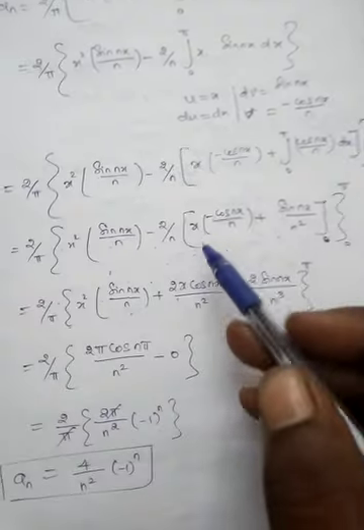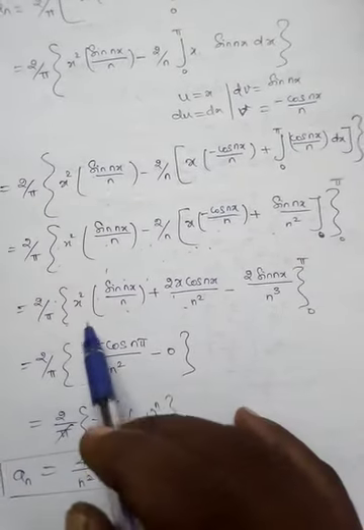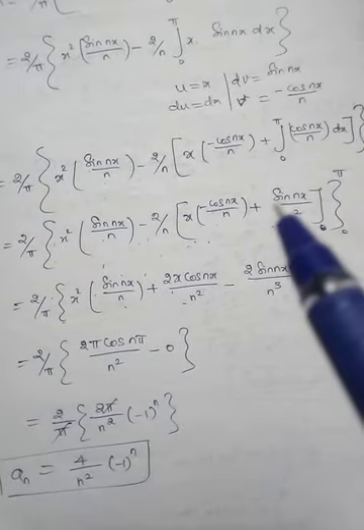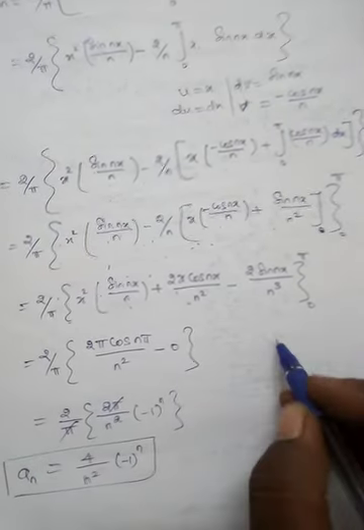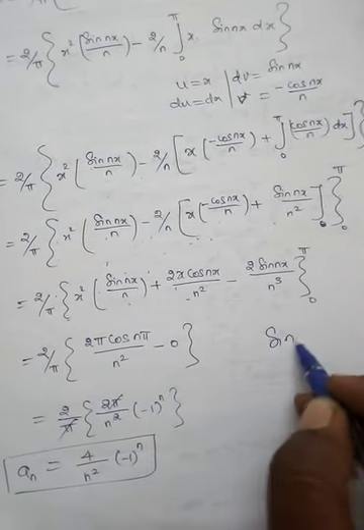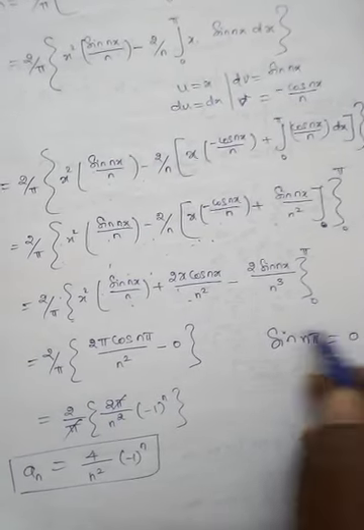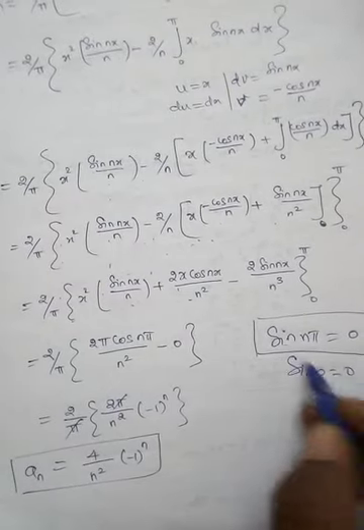Now I am going to apply the upper limit and lower limit wherever we have x. So the term will be 2 by pi, and then I substitute pi in the first term. So what is sin n pi? Already we know sin n pi equal to 0. Similarly sin 0 is 0.